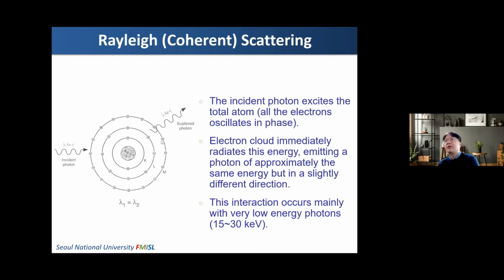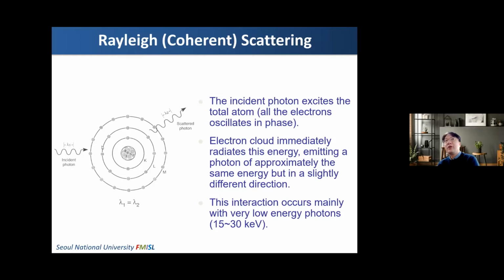Then this excited electron cloud immediately emits energy by emitting a photon of approximately the same energy but in a slightly different direction. So the incident photon is coming from this side to the nucleus, and after some interaction, the scattered photon is released from this nucleus.